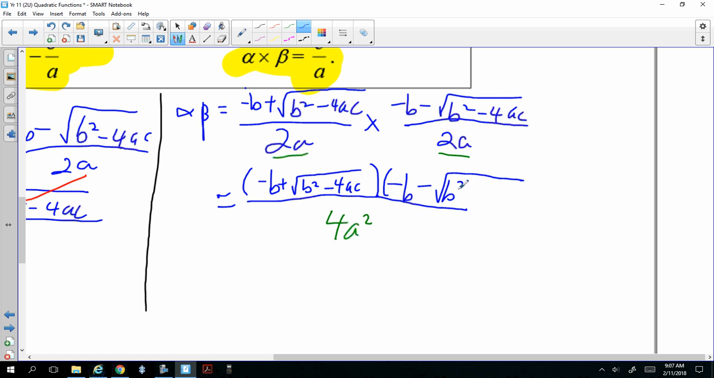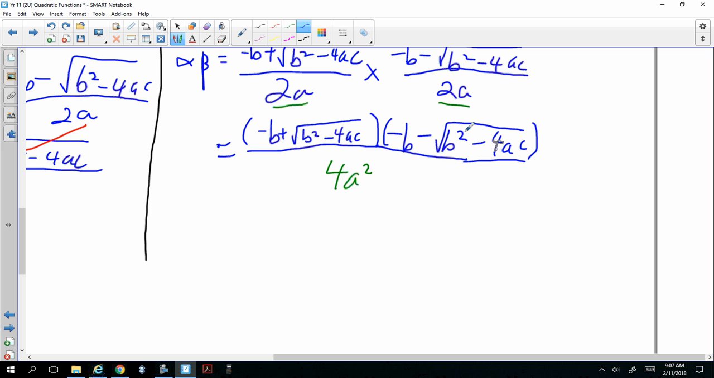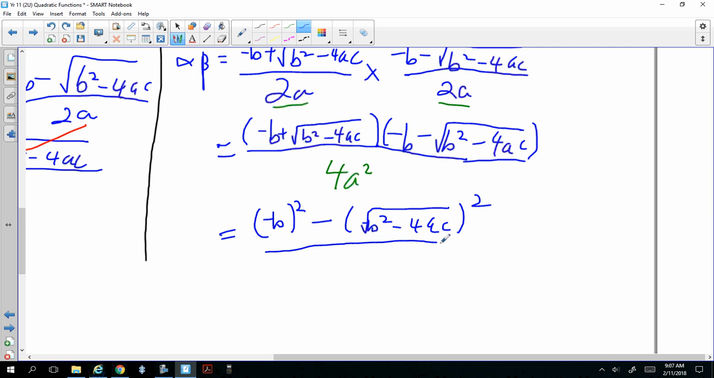Difference of two squares. Yes. Can you see they're the same? The only difference is one has a plus, one has a minus. Yeah? So that's a difference of two squares. So you go minus b squared minus the square root of b squared minus 4ac squared, difference of two squares over 4a squared. So again, it will cancel out nicely. See if we get c over a at the end.